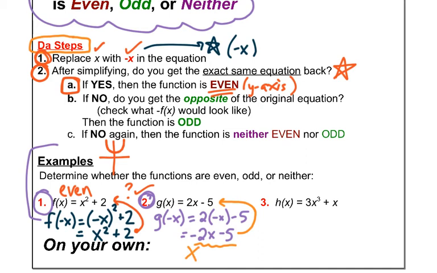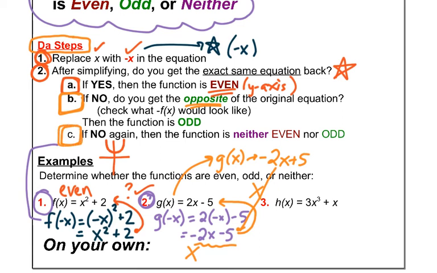Okay, well, let's go back up here to the top. Let's look at step 2b. So no, it's not the same as the original. Let's check: did I get the opposite of the original? Meaning, did all the signs change? If I had the opposite of g, let's see what that would look like. The opposite of g would look like a negative 2x. Instead of a minus 5, it should be a plus 5. That would be the opposite. Is that what I got? No, I didn't get the opposite either. So go to part C.